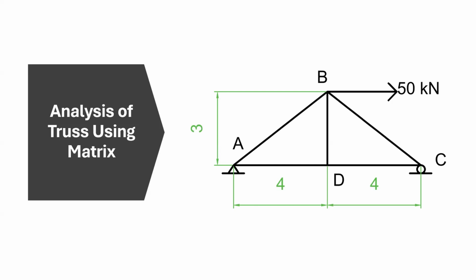Same with the figure at the right side of your screen. So here's the truss with five members, loaded with 50 kilonewton at point B going to the right. Let's analyze this truss to solve all of its internal member forces and also its reactions at the supports. So here is how we compute them.